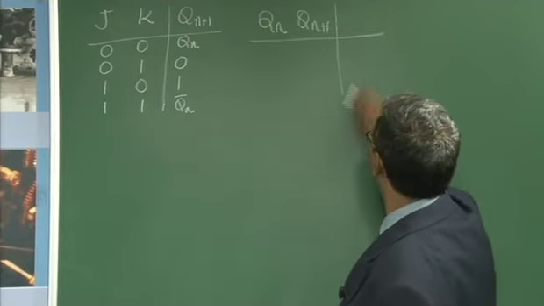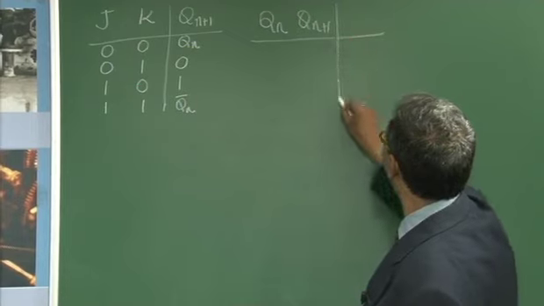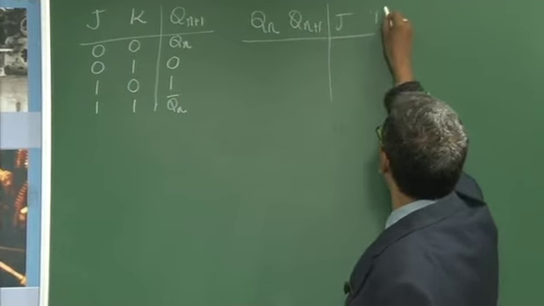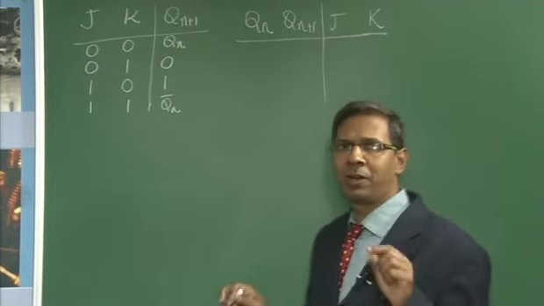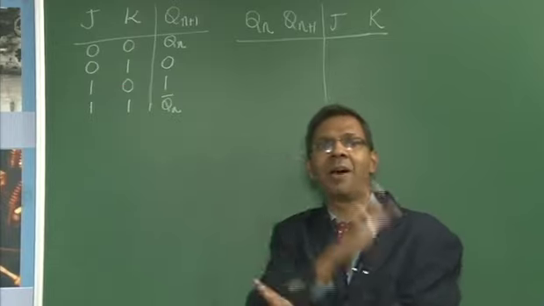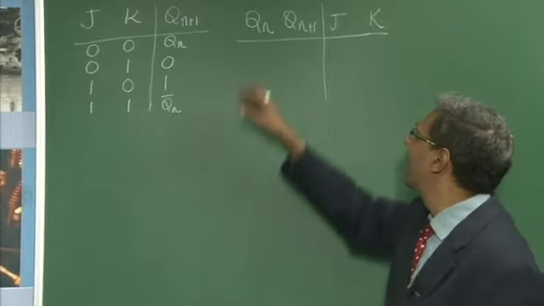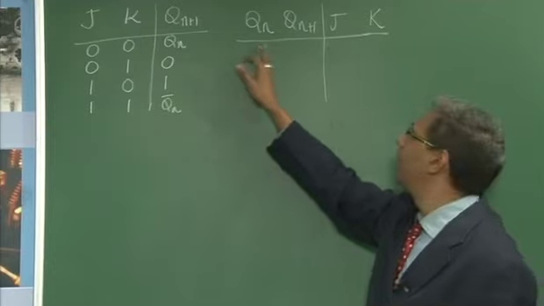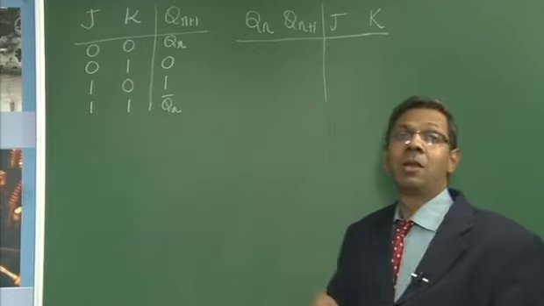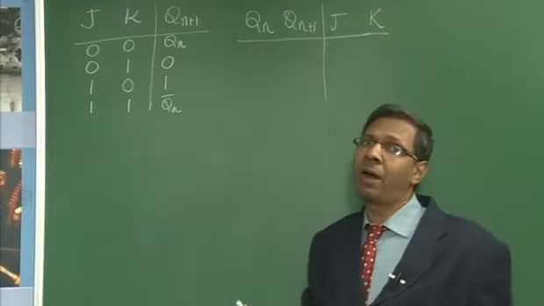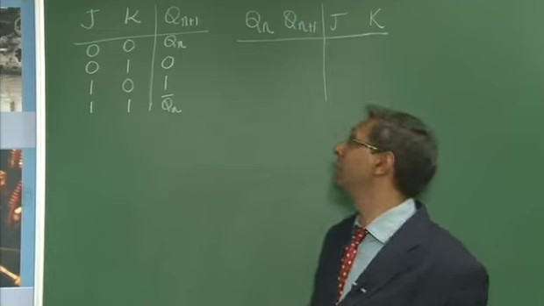Okay, then what should be the values of J and K? This is a very important thing. What am I trying to do? I am trying to now reverse the role. I have a certain previous output, and I am going to give a new output. Now for this to happen, what should be the values of J and K? That's a very interesting observation we have to make.